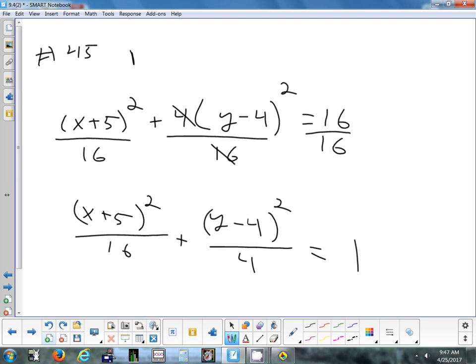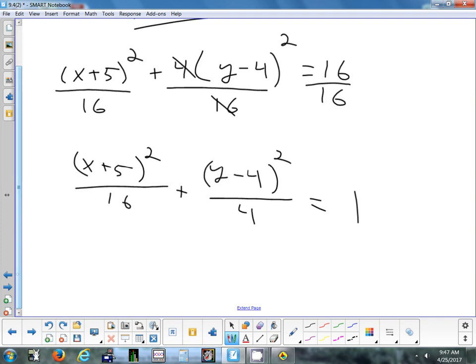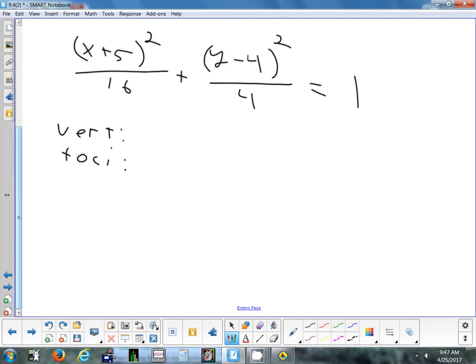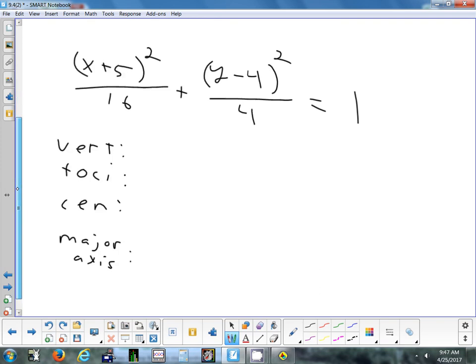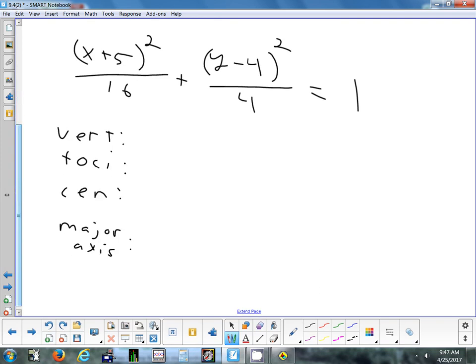Okay, so see if you can figure out how to discuss that. I want to know the vertices, foci, center. Center is probably the fastest one to find. And then tell me the direction of the major axis. Okay, so take a couple minutes and see if you can figure out those 4 things.